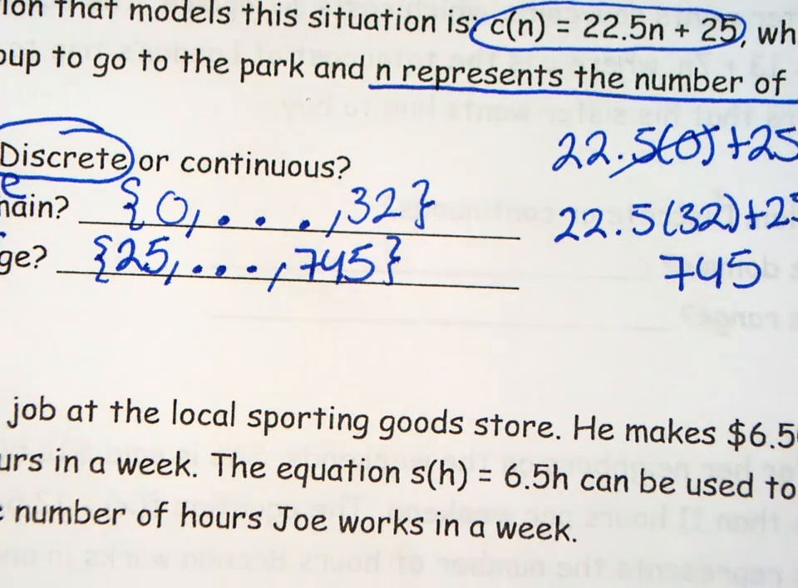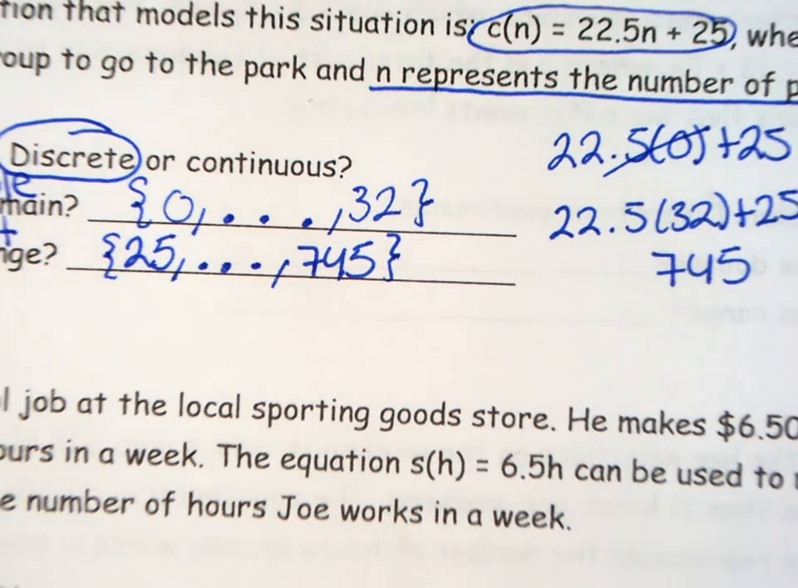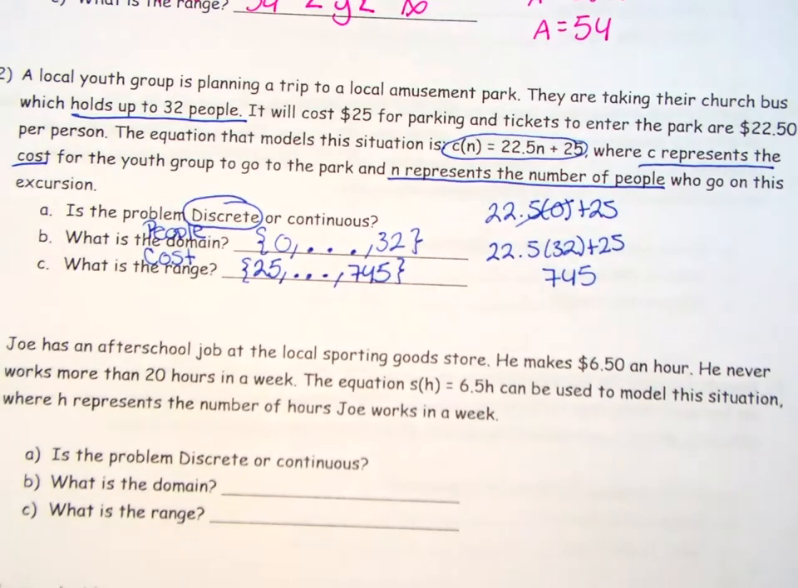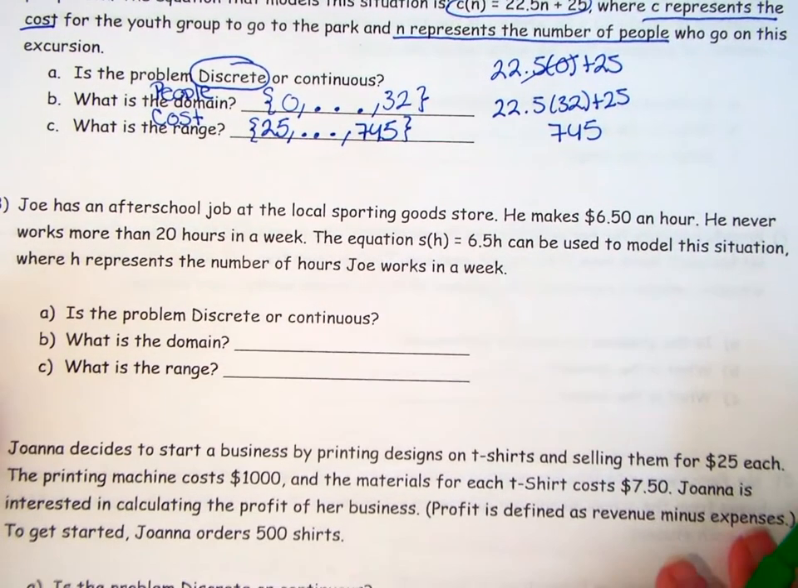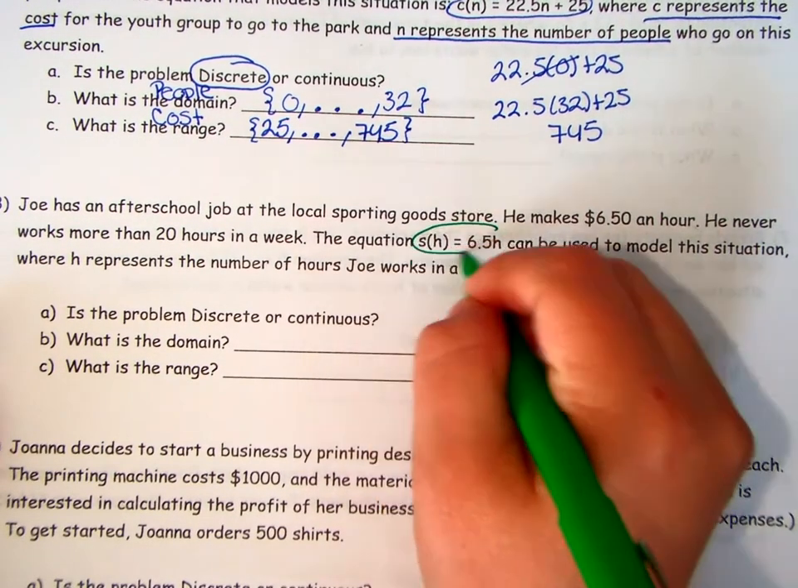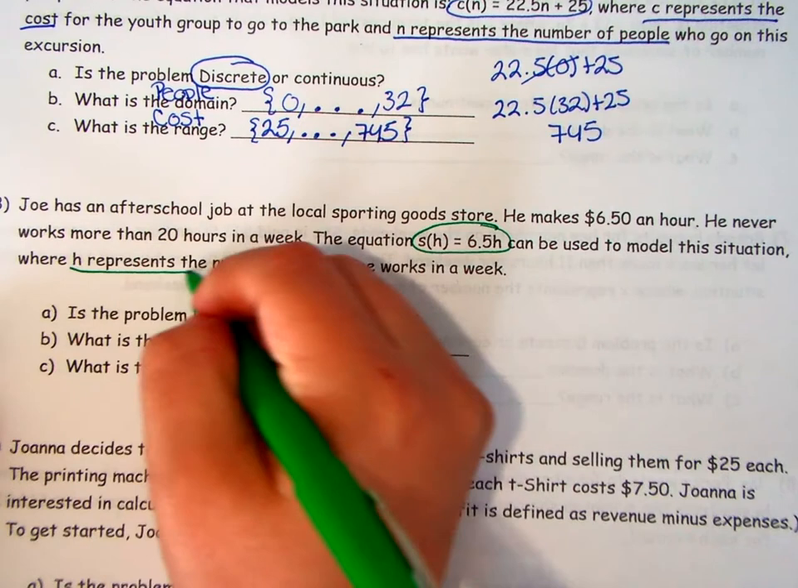So now, number 3. Joe has an after school job for the local sporting goods store. He makes $6.50 an hour. He never works more than 20 hours in a week. The equation S(H) = 6.5H can be used to model the situation, where H represents the number of hours Joe works in a week.